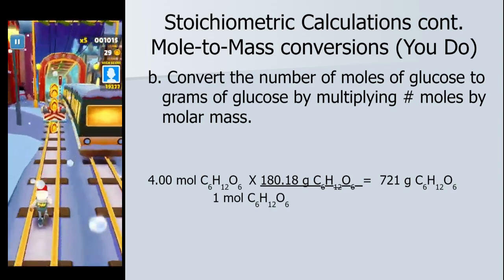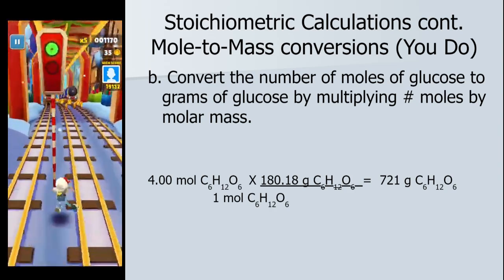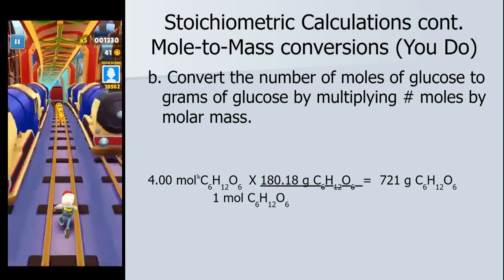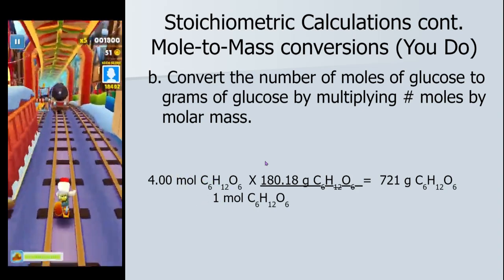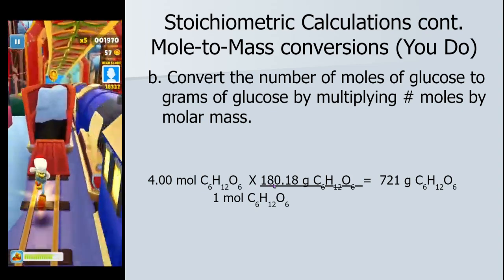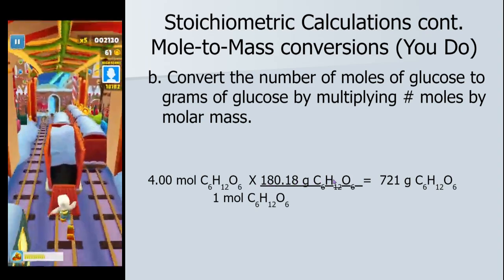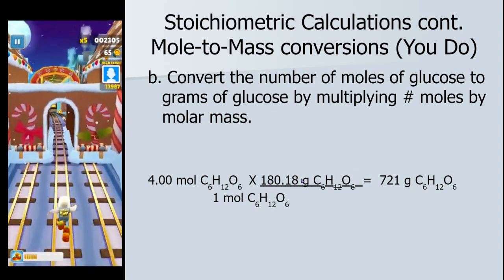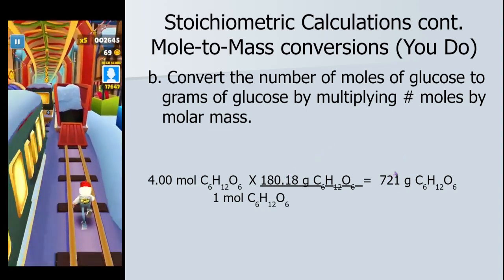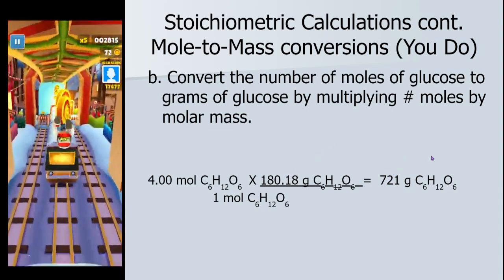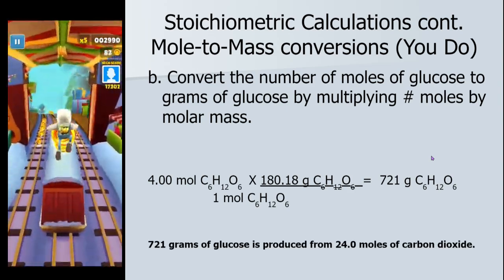Moving on, however, to start, just like before, we will start with our known moles, which we got from our last step we solved, and turn it into grams by multiplying it by the molar mass of glucose, which is 180.18. This will get us 721 grams of C6H12O6 in our equation.